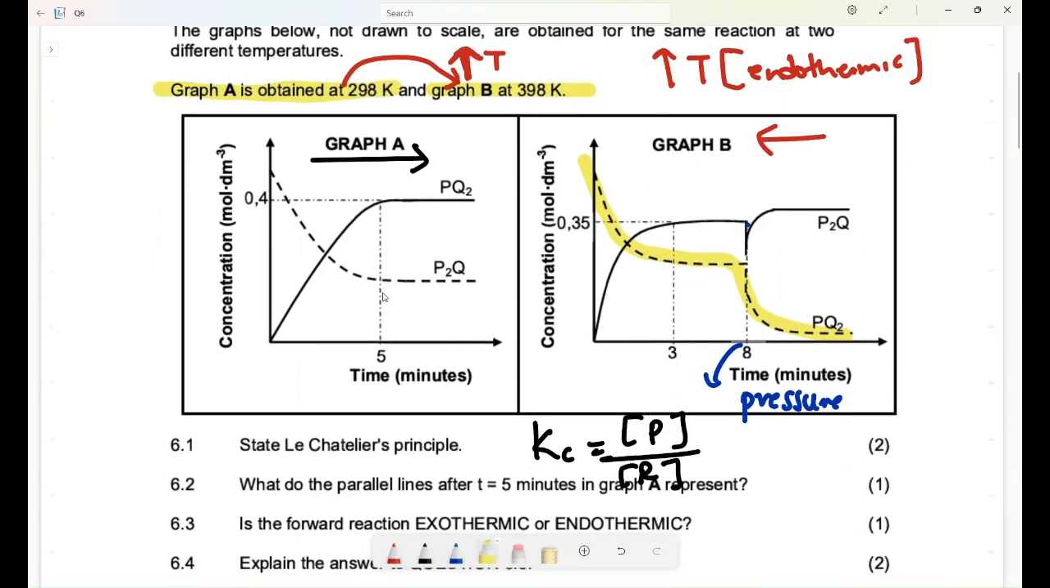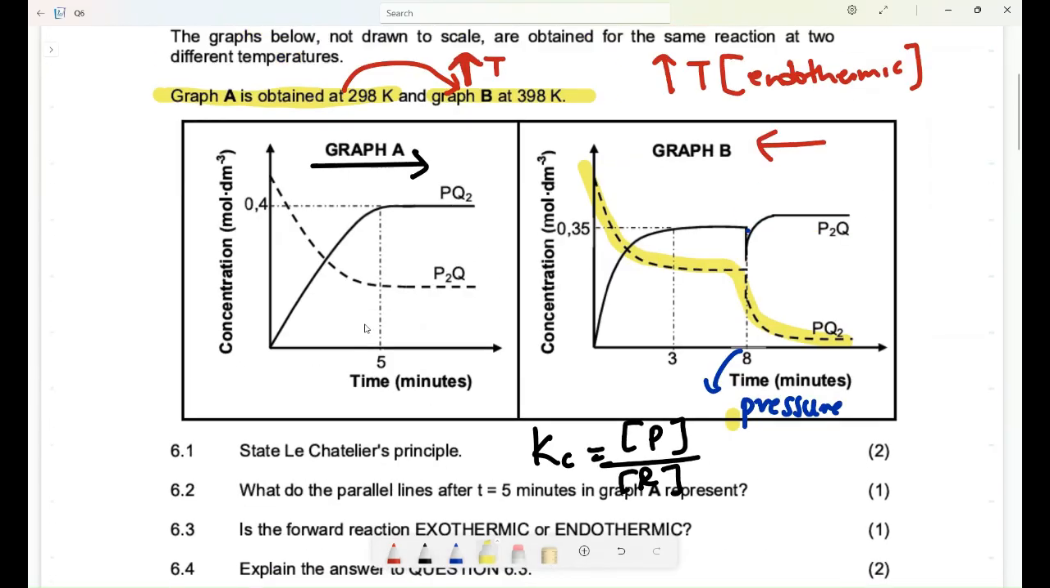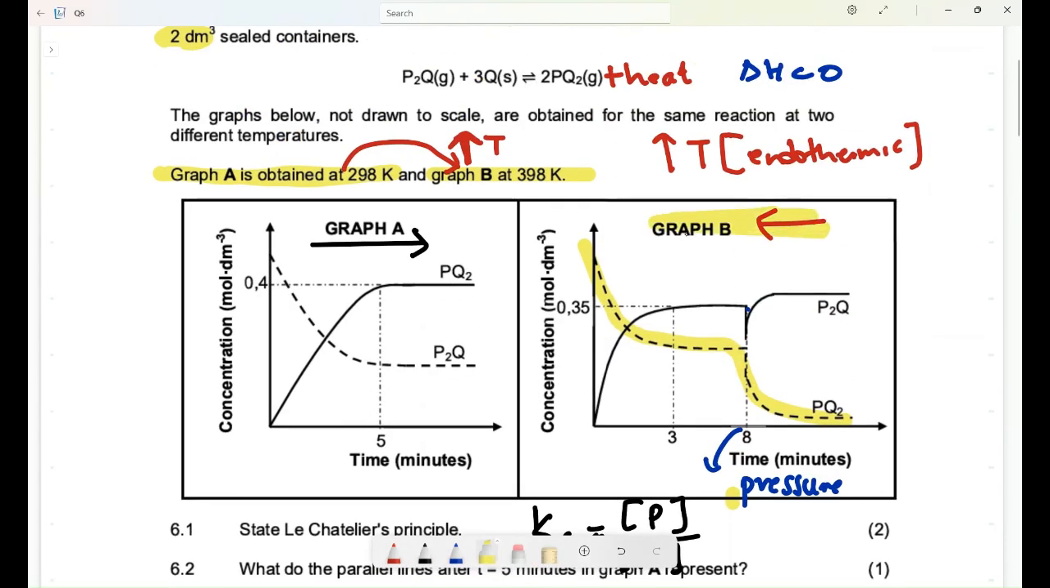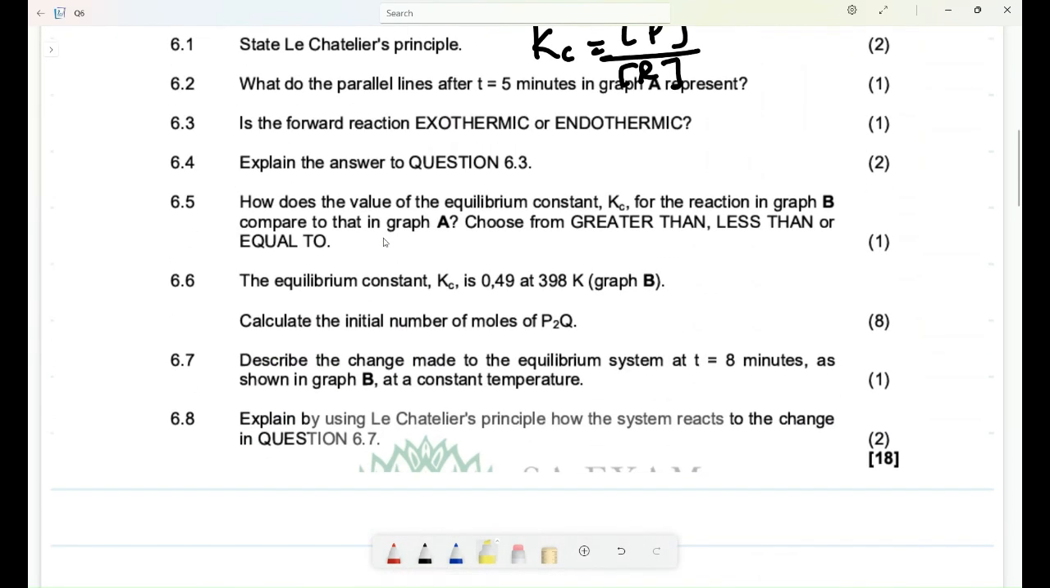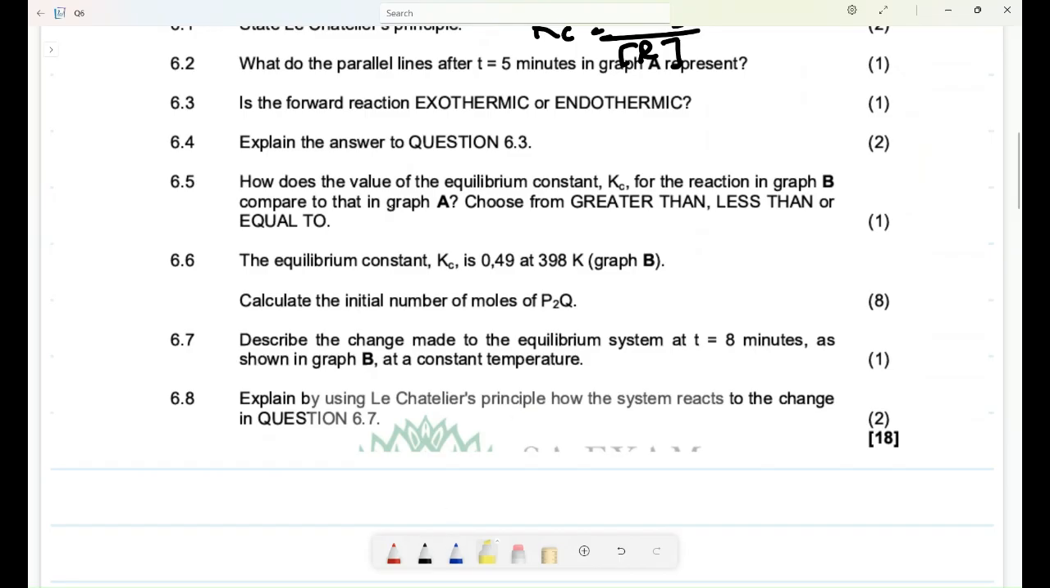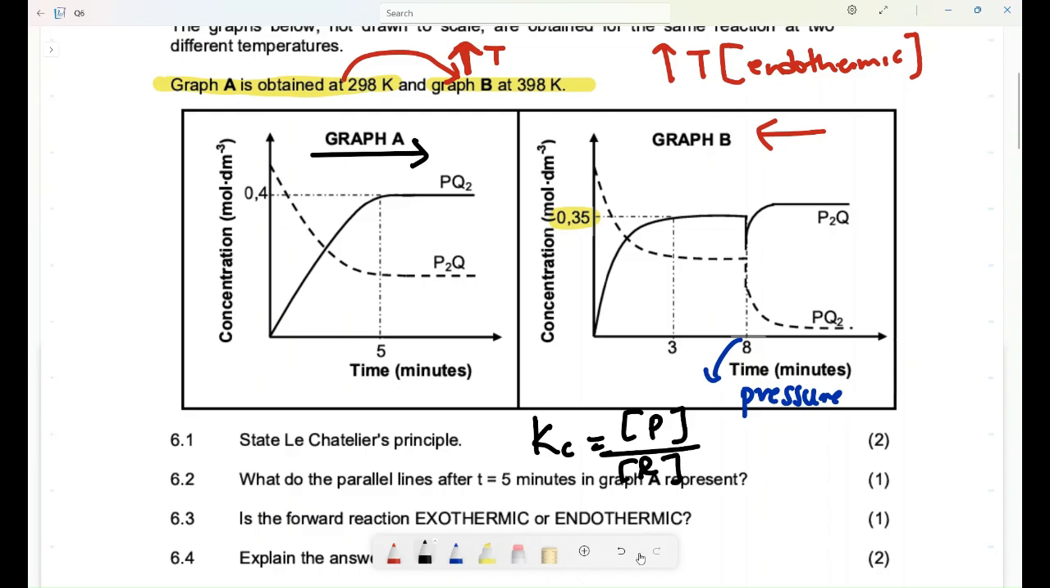So it will cause our Kc to decrease. Here PQ2 was increasing, so our Kc was increasing. Every time you favor the reverse, you decrease the Kc. So here the answer will be less than, because it was decreased. Now we are all right.